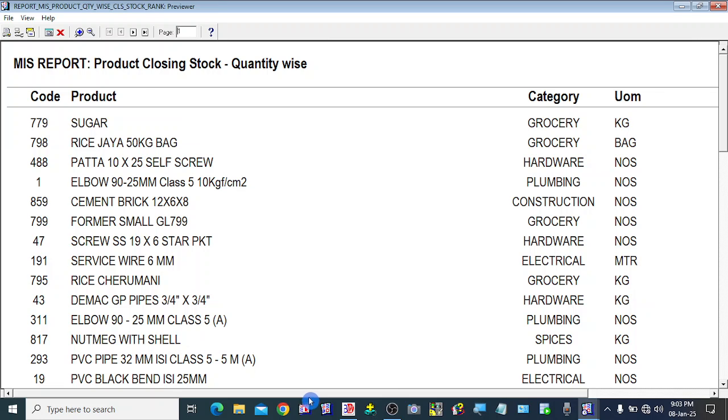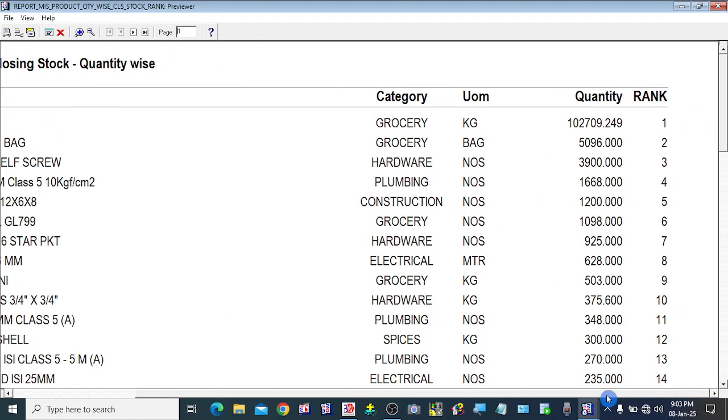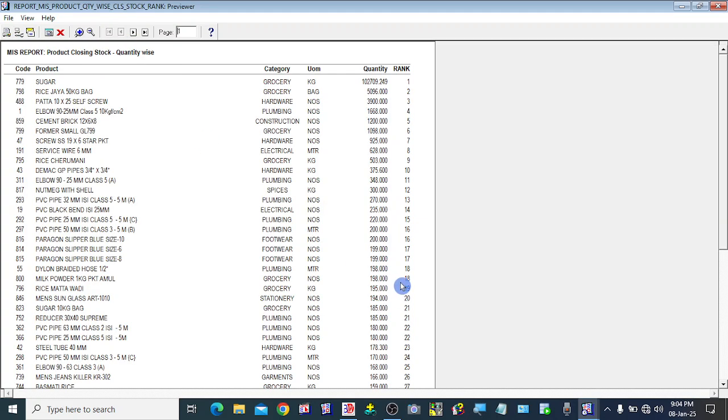The second product that has more stock in our store is rice Jaya 50 kg bag. We have 5,096 bags of 50 kg rice in our store at the moment. So in this way, quantity wise, which product has more stock in our store at the moment, we can make a comparison with the help of this report.